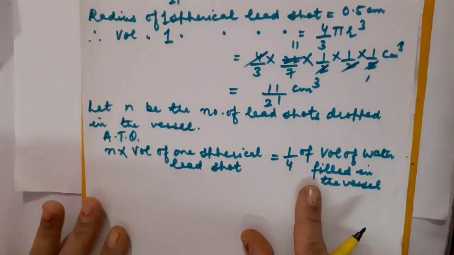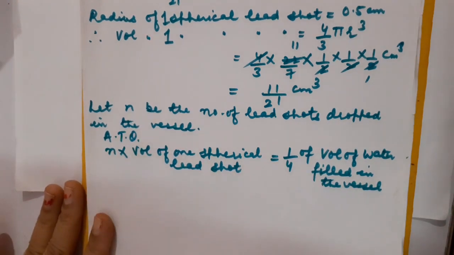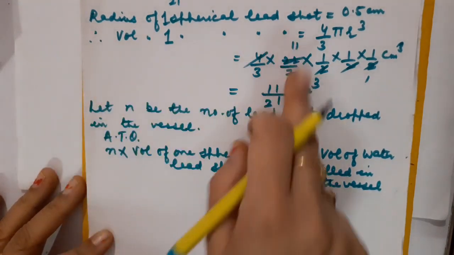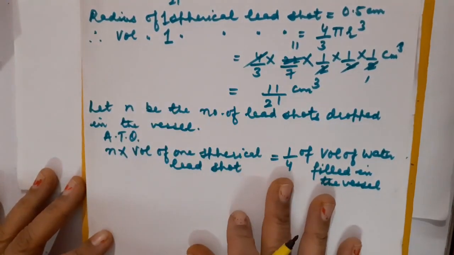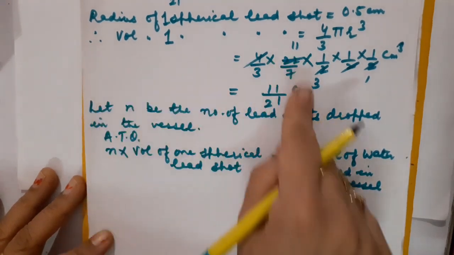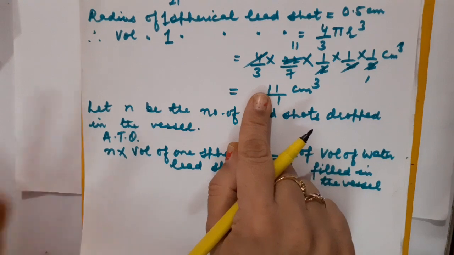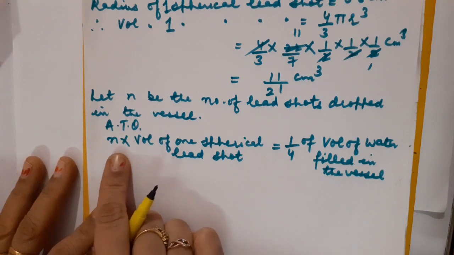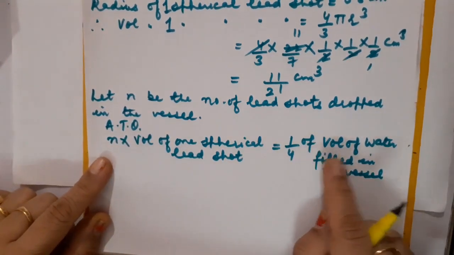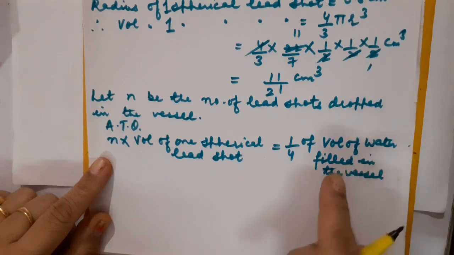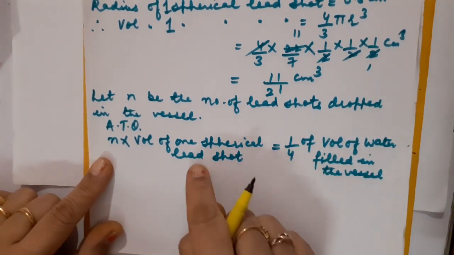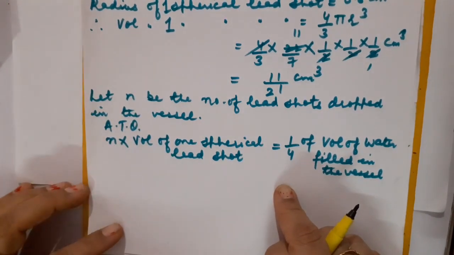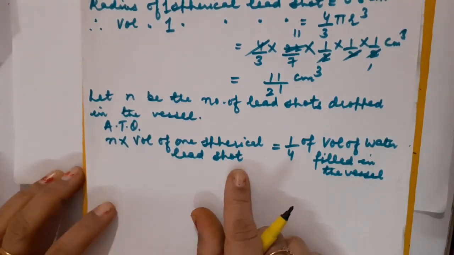Children, it is nothing but the concept of number of tiles. When we were going to calculate the number of tiles, what we used to do? For example, on a floor, the tiles are going to be applied. So how to calculate the number of tiles? We would calculate the area of the floor divided by the area of one tile. In the same manner, here we are going to calculate the number of lead shots. So the number of lead shots must be equal to the volume of the water filled in the vessel, 1/4 of it we are supposed to take, because as soon as the lead shots were dropped in the vessel, 1/4 of the water came out. So that must be divided by the volume of one spherical lead shot.